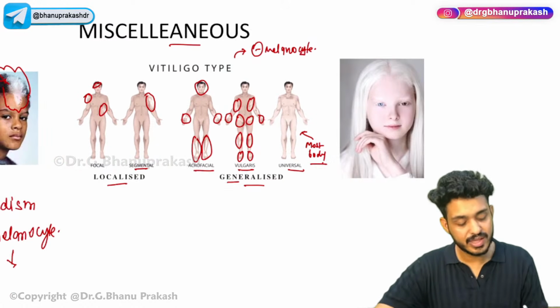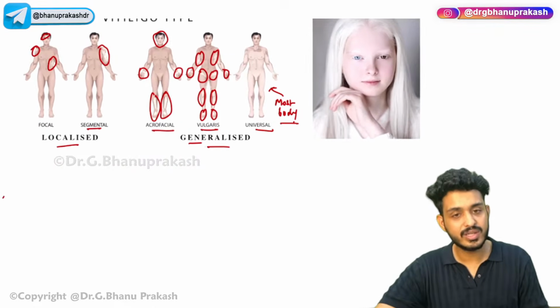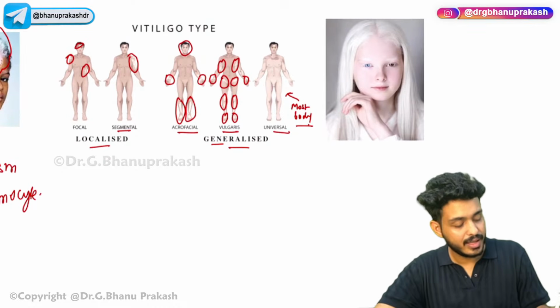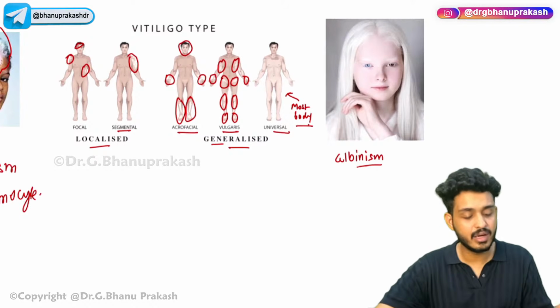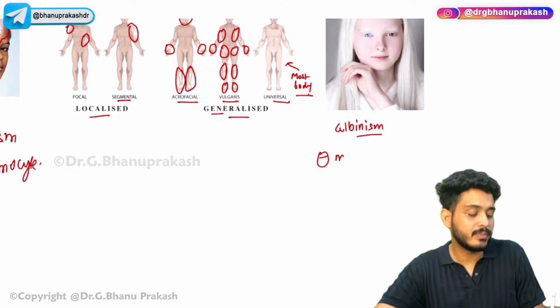Okay, here also there will be melanocyte problems. This one is your albinism. This is a girl which is completely white. That is due to absence of melanogenesis.